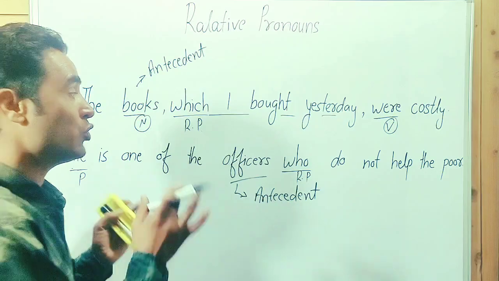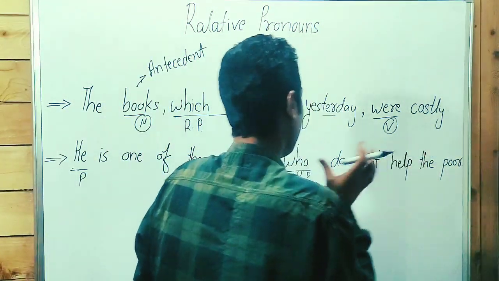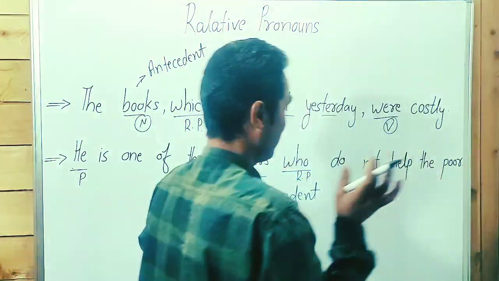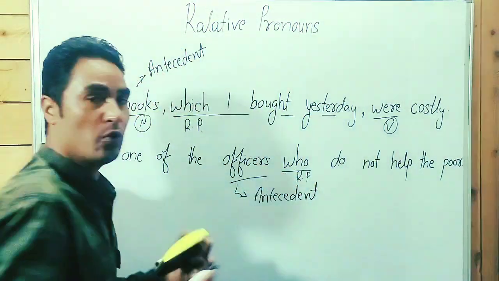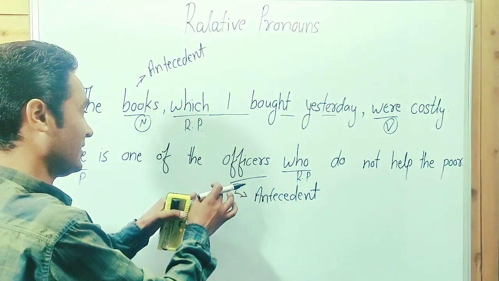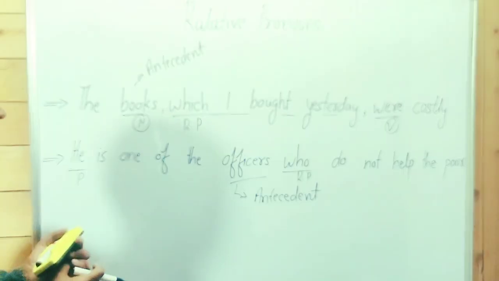Guys, point to note: "who do not help the poor" is a relative clause. He is one of the officers who don't help the poor.